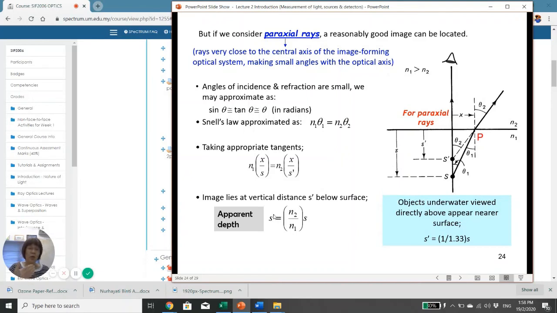That's why when you view an object in a pail, for example at the bottom of the pail, or you drop a coin into the bottom of the pail, you'll find that the coin appears to be nearer the surface than it actually is. Basically, because n2 is 1, which is air, n1 is the water, and this ratio here is less than 1. So definitely s prime will be smaller than s.